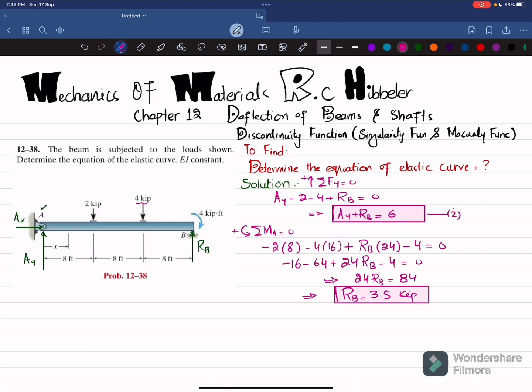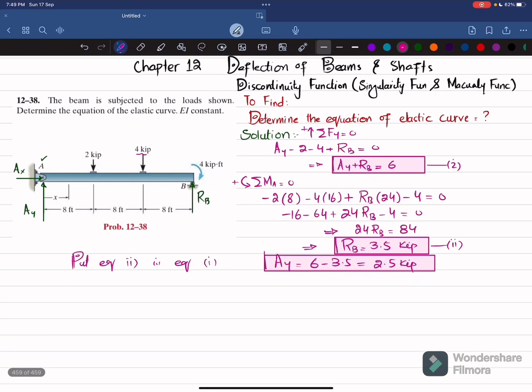Now you have this RB, and this is equation number 2. So put equation number 2 in equation number 1. So what we will get is that AY is equal to 6 minus 3.5, which is equal to 2.5 kip. So this is AY, and AX can be found by using equation of equilibrium. The sum of all forces along x direction must be equal to 0, and force taken in this direction is positive. So there is only AX, so AX is equal to 0. So we have AX as well.